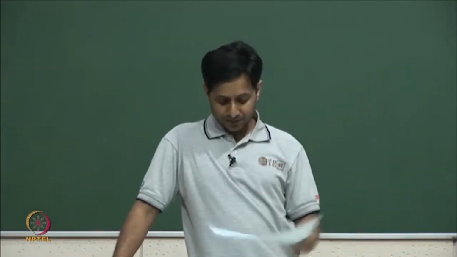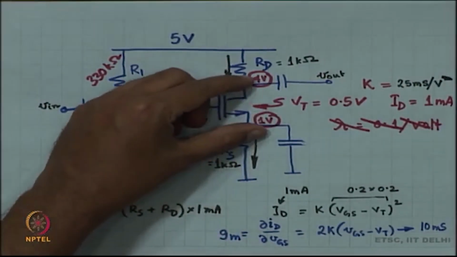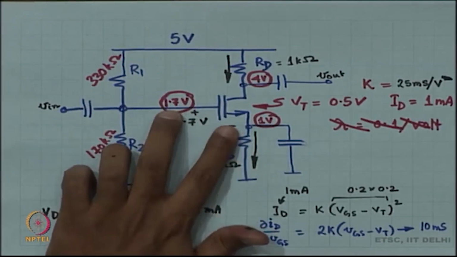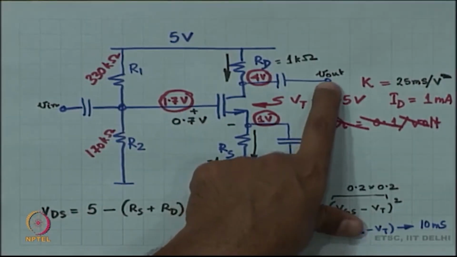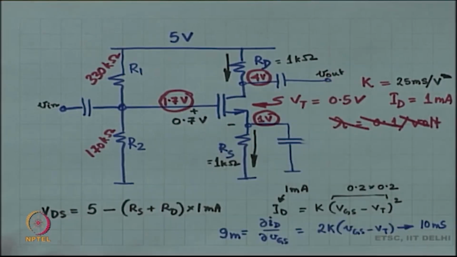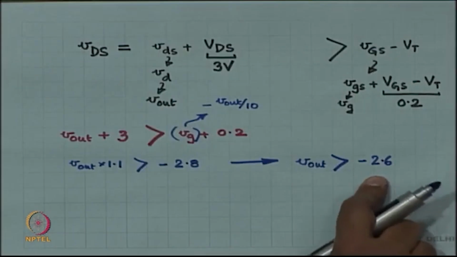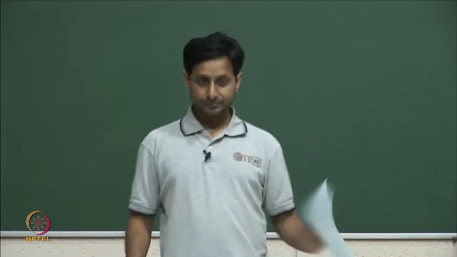So, just by observing that the drain to source voltage has to be always greater than gate to source voltage minus Vt, I found a limit as to how much can possibly be the amplitude of V out. V out can't dip by more than minus 2.6 volts, because then if it does so, the MOSFET will move out of saturation. It will fall into the linear region of operation, and that is not very good. Okay.